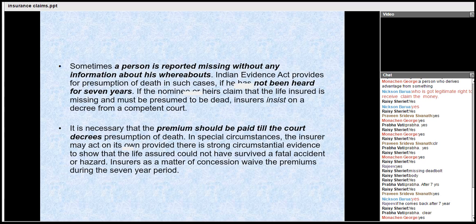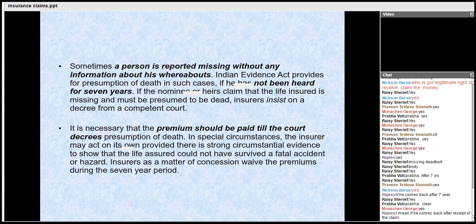After 3 years, if the death claim arises within 6 months from the date of lapse. After 5 years, if the death claim arises, if he comes back, then if the insurer comes to know about it, you will have to return it back. Otherwise, they will sue you for the same.